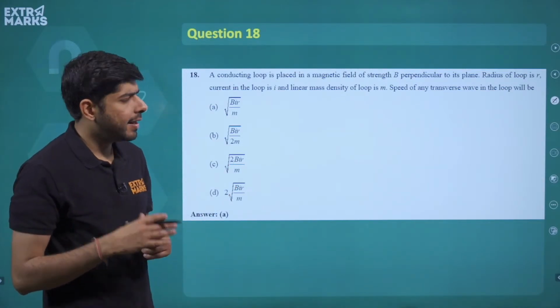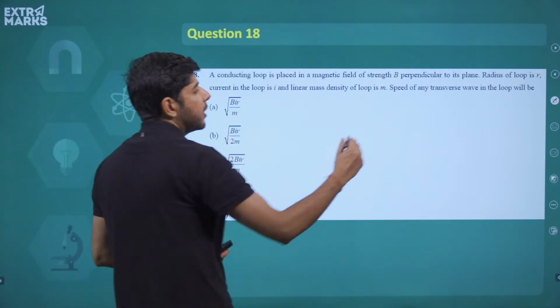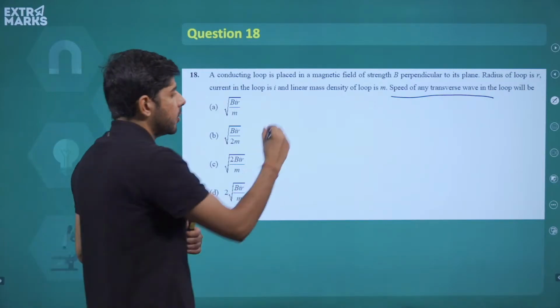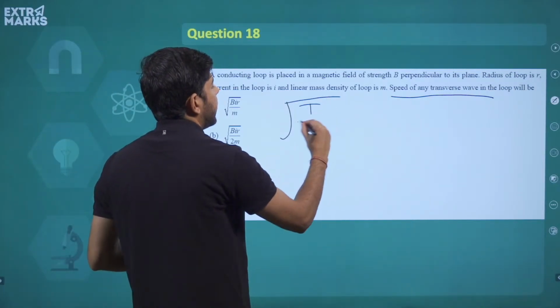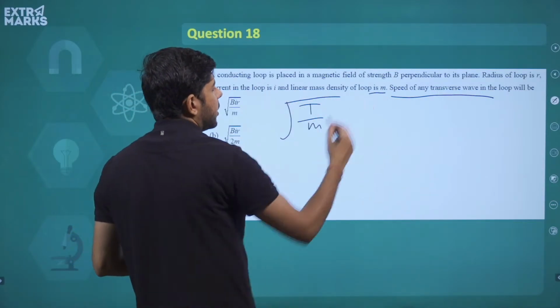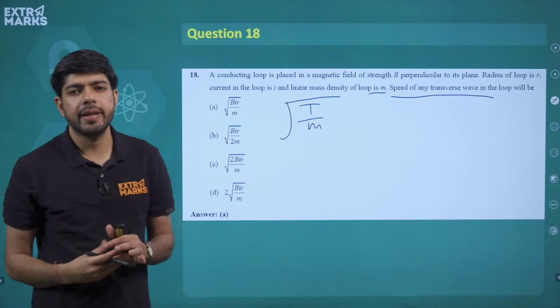So this is a little bit tricky. We need to know the formula for speed of transverse wave also, which we studied in 11th class. And what is the formula? So that is root T by M. M is the mass, linear mass density. Generally we refer to it as mu, but here it is M. So root T by M.